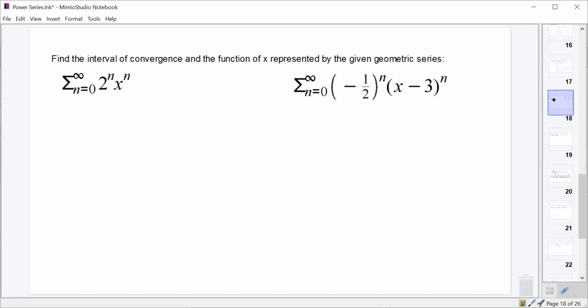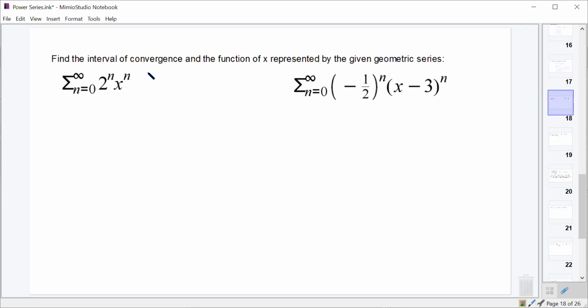All right, we should also be able to go in the opposite direction. So I should be able to give you a series and say, find the interval of convergence of this geometric series, and then find a function of x that represents that series. So this first one is one we already did, right?